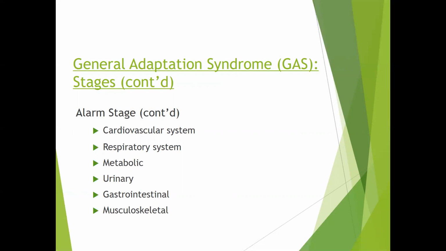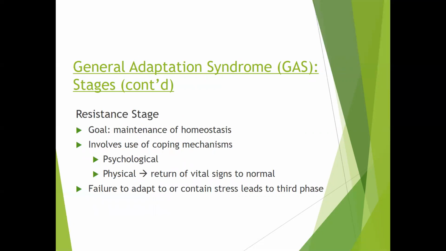Gastrointestinal, we have peristalsis and secretions decrease. And musculoskeletal, the blood vessels dilate, increasing oxygen and energy to skeletal muscles. So again, so we can run away from that bear. Then we finally have that resistance stage or the adaptation stage. So our goal here is to have maintenance of homeostasis by basically coping or protecting yourself against the stressor. So it involves the use of coping mechanisms. It can be psychological or physical, which is like return of vital signs to normal instead of having that high blood pressure and heart rate. Now your vitals are normal.